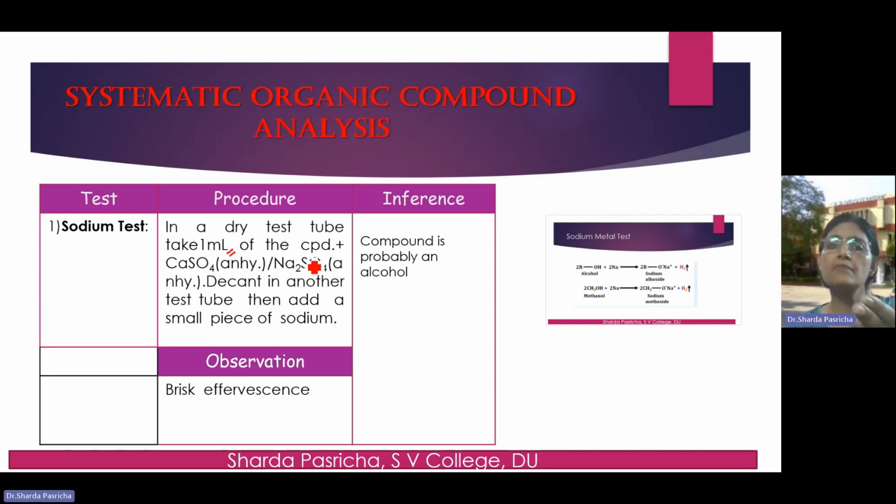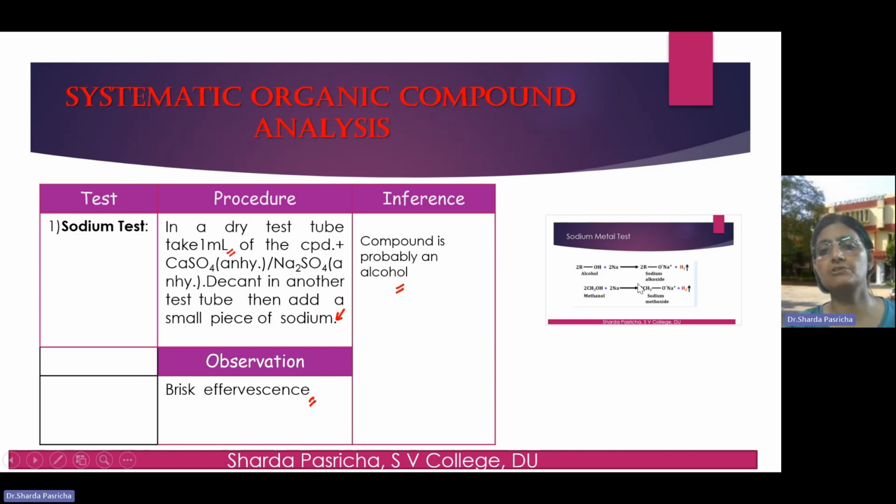Then decant the supernatant liquid into another dry test tube and add a very small piece of sodium, free from kerosene. If you get brisk effervescence, it immediately confirms that your compound is alcohol, provided the phenols have been ruled out. Please note, phenols, carboxylic acids, and all compounds which have acidic hydrogen can give you this test. Because we have ruled out phenols and are only dealing with alcohols, phenols, and hydrocarbons in this category, this brisk effervescence is for alcohol.